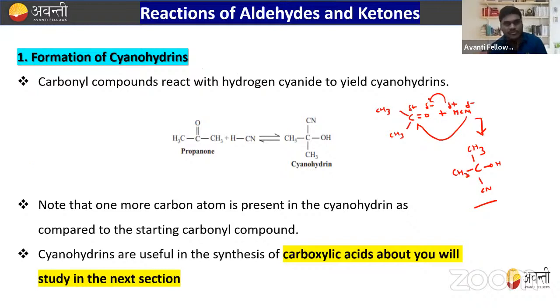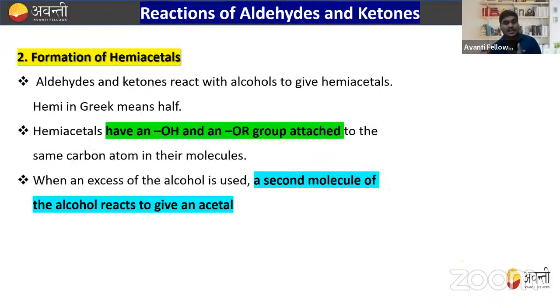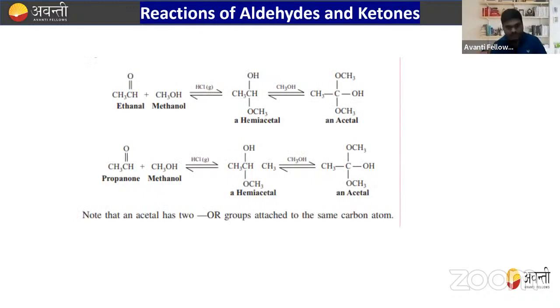We already saw the formation of cyanohydrin. That is how cyanohydrin will be formed, as basically a carbonyl compound reacts with hydrogen cyanide to give cyanohydrin. Right? Similarly, a hemiacetal also forms when an aldehyde or ketone reacts with alcohol. Hemiacetal has an OH and an OR group attached to the same carbon atom in the molecule. When an excess of alcohol is used, a second molecule of alcohol reacts to give an acetal.